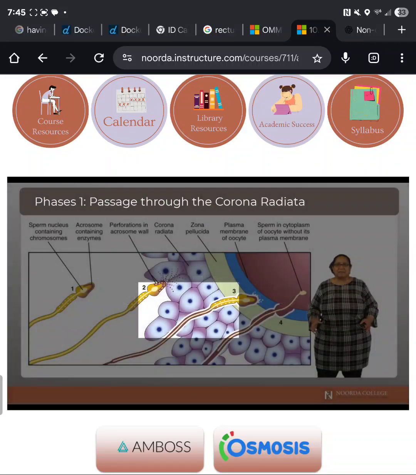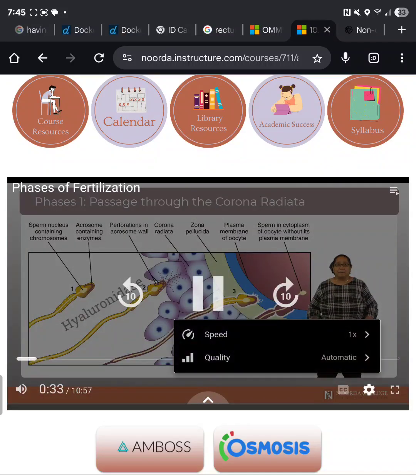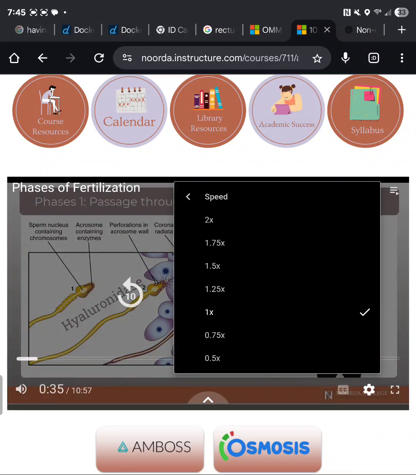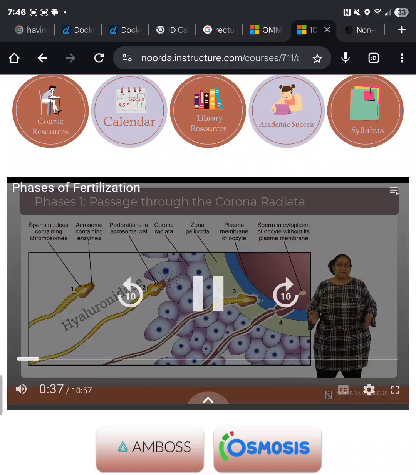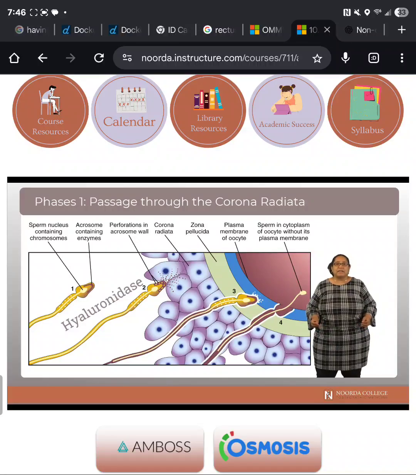action of the enzyme hyaluronidase released from the acrosome of the sperm. So why do you have to know it's hyaluronidase specifically? Well, this is an enzyme that catalyzes the hydrolysis or breakdown of hyaluronic acid. And this is important because hyaluronic acid is kind of like the cement holding the follicular cells together.